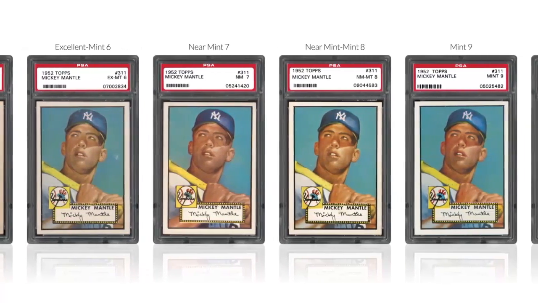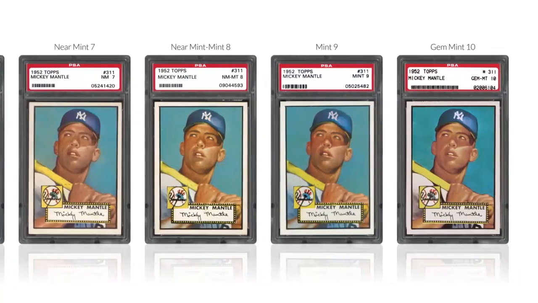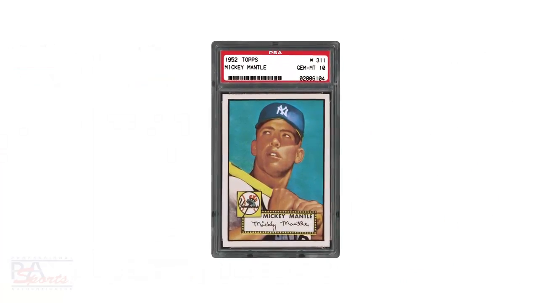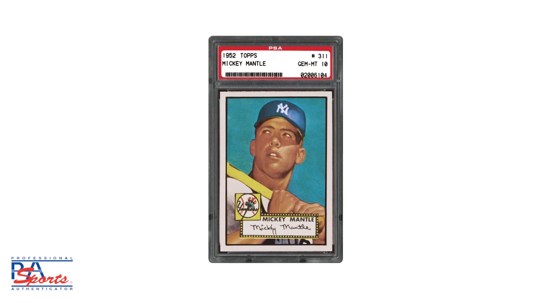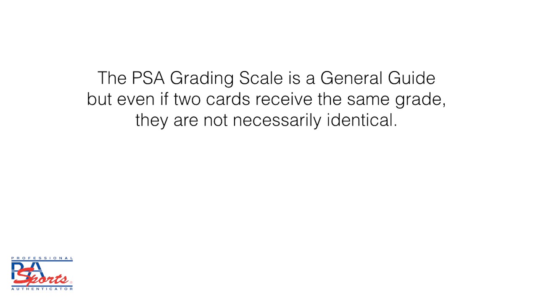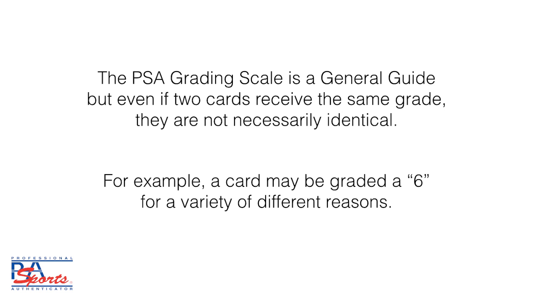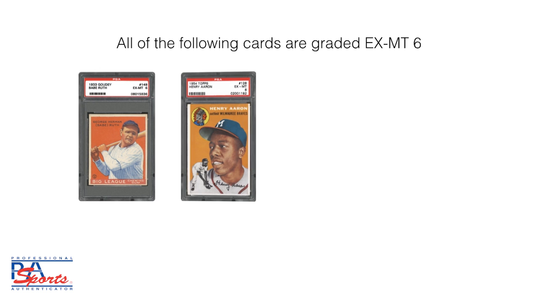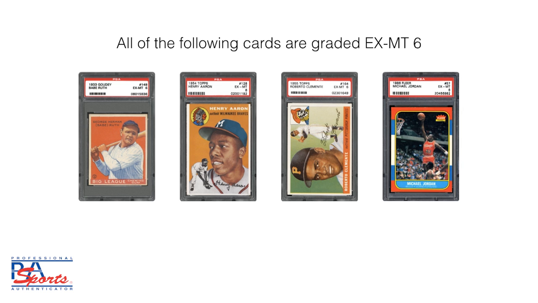Let's take a closer look at how the system works using various examples of some of your favorite cards, including the classic 1952 Topps Mickey Mantle. The PSA grading scale is a general guide, but even if two cards receive the same grade, they are not necessarily identical. For example, a card may be graded a PSA 6 for a variety of different reasons. All of the following cards are graded PSA 6, but once again, for different reasons.